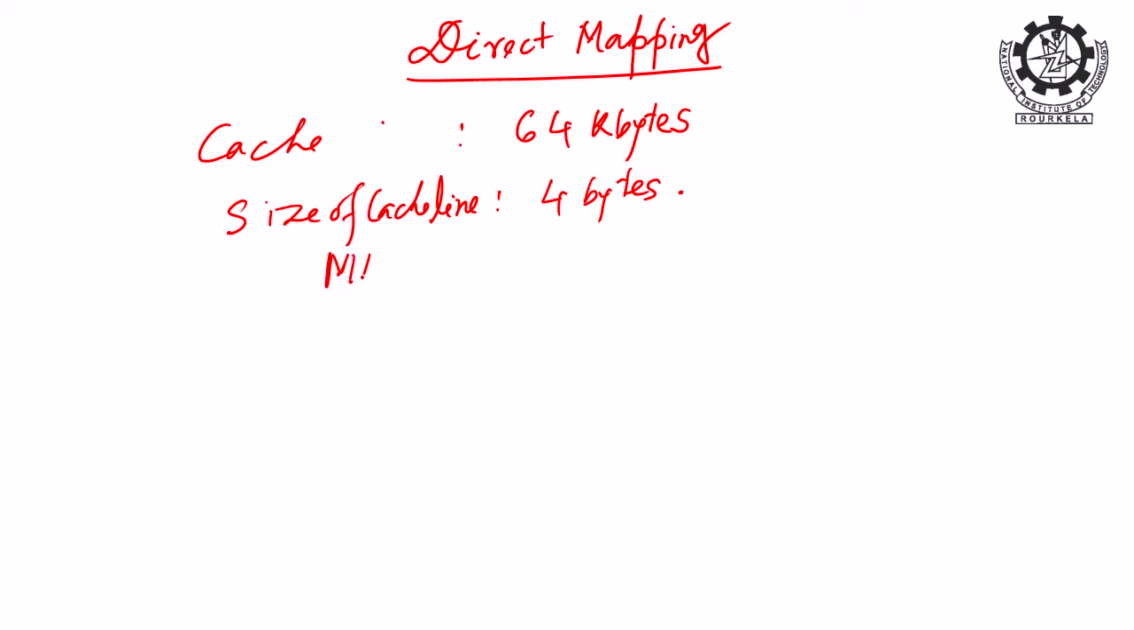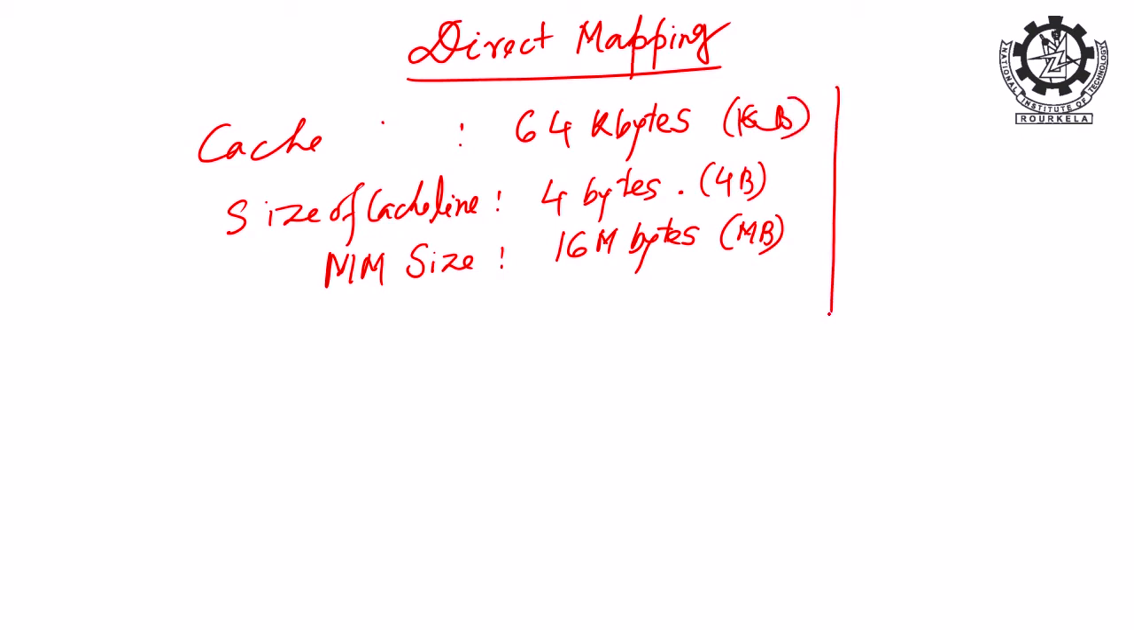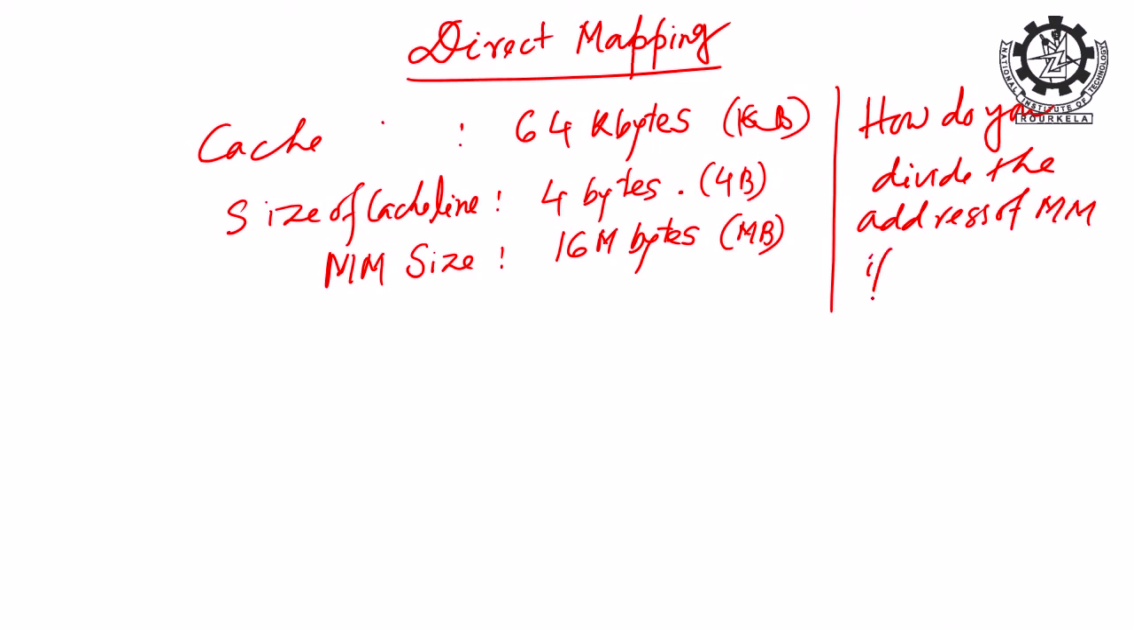And then what is the main memory size? The main memory size is 16 megabyte. So, this is 16 megabyte, this is 4 bytes and this is 64 KB. Now, the question is how do you divide the address of main memory if direct mapping is used?